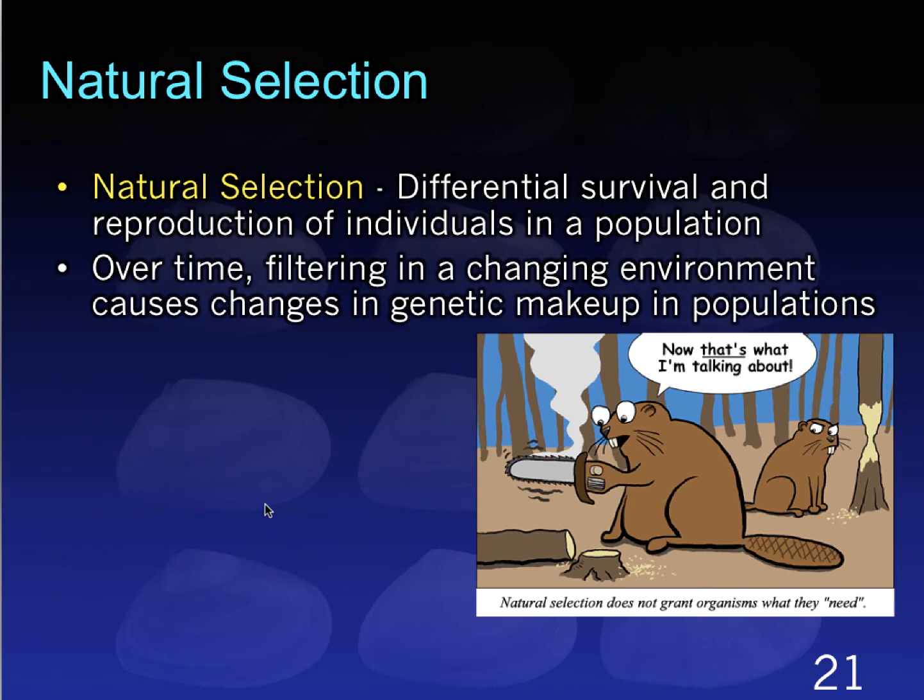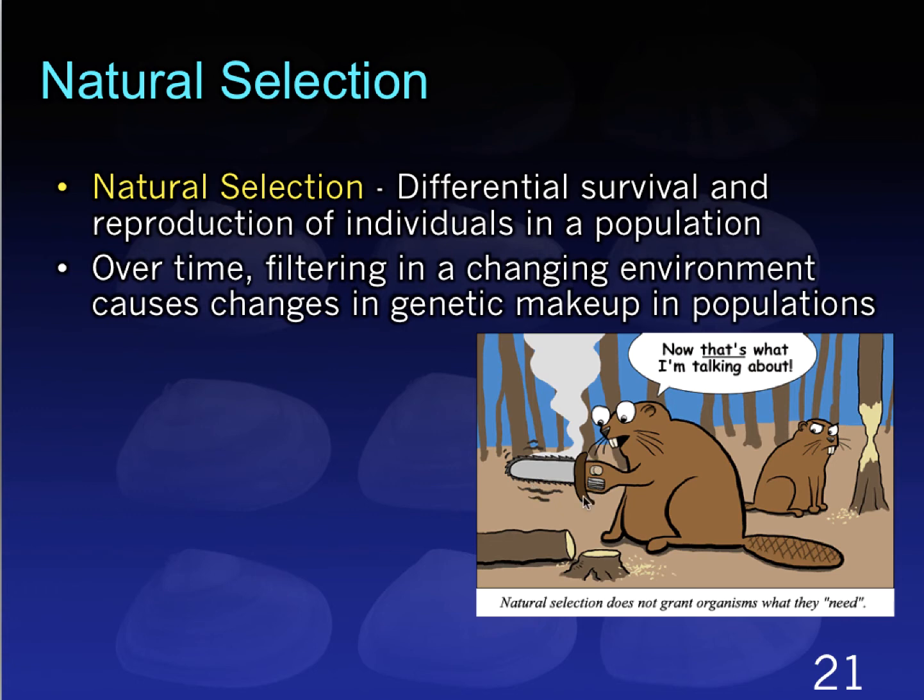One thing that's super important for you guys to understand is one problem with how non-scientists sometimes view evolution. This is an important tagline here in this cartoon. Natural selection does not grant organisms what they need. So here's a beaver, and beavers gnaw on trees and knock them down. Boy, wouldn't it be wonderful to wake up one day if you're a beaver and have a chainsaw for a hand instead of having to use your teeth. So this beaver's super excited about that.